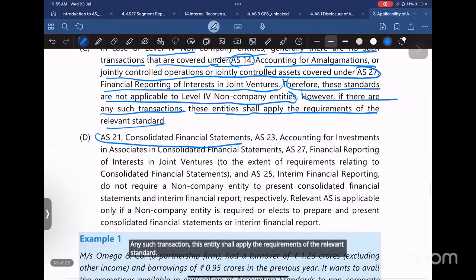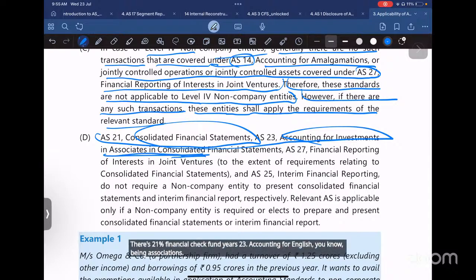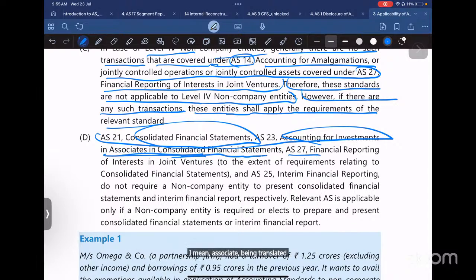AS 21, Consolidated Financial Statements. AS 23, Accounting for Investments in Associates in Consolidated Financial Statements. AS 27, Financial Reporting of Interests in Joint Ventures, to the extent of requirements relating to the consolidated financial statements.